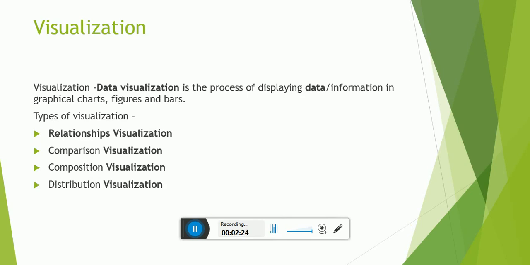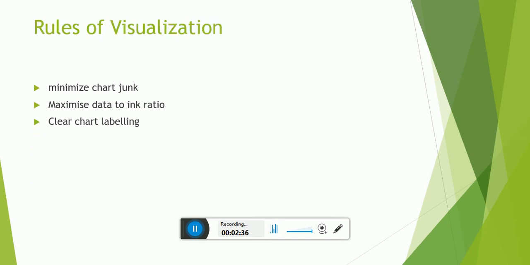Visualization. Visualization is nothing but the process of displaying data in the form of charts, graphs, etc. Types of visualizations would be relationship visualization, comparison, composition, and distribution. The rules of visualization would be to minimize chart junk as much as possible, and you have to maximize the data-to-ink ratio, which means that you have to make sure there is more data and less external things. You have to make sure that your labeling is extremely clear.